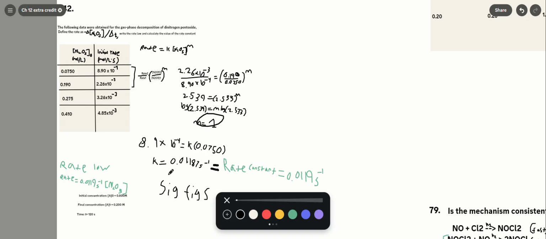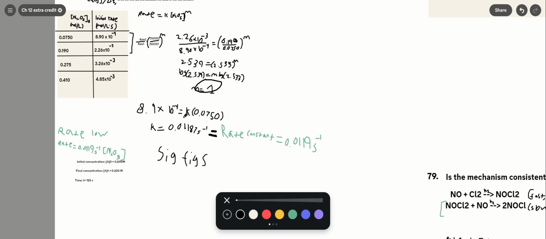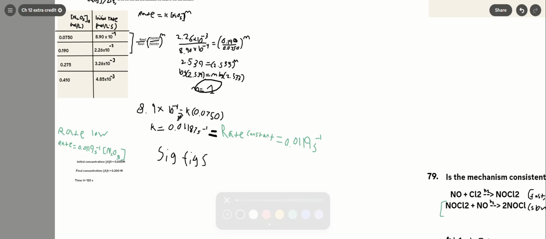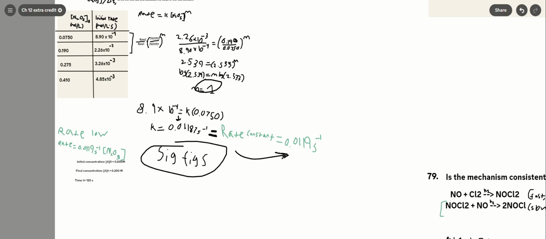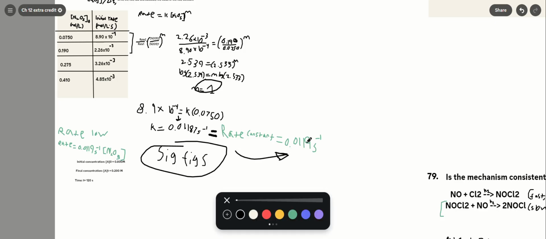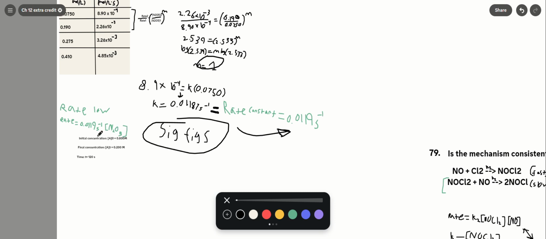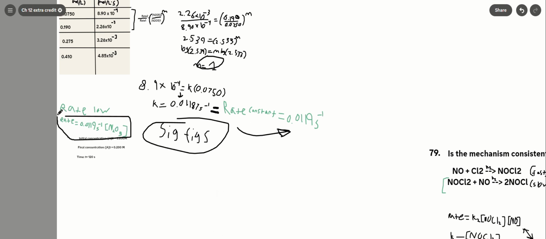So now that you have M, you can find the rate constant, and you would plug it in here to find K. So you solve for K and you get this, but you also have to remember sig figs, because this is also important, which would give you 0.0119. And this would also be the rate law. You just use it as K.